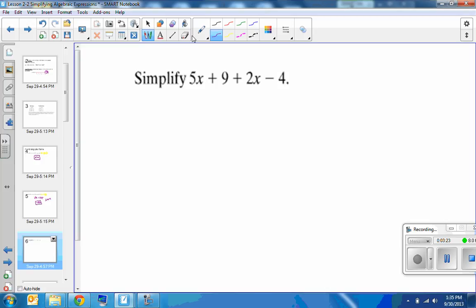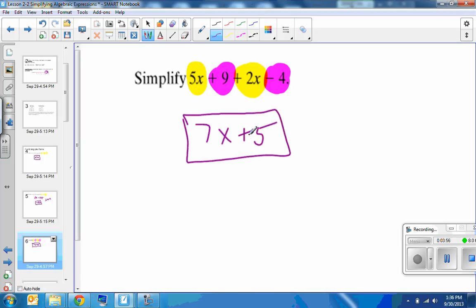So here I have 5x and a positive 2x, and I have a positive 9 and a negative 4. I'm going to first combine my x's. So a positive 5x plus a positive 2x is 7x. Positive 9 minus 4 is a positive 5. Notice I'm using the sign as my addition and as my positive, and that's how I'll know what sign to use.